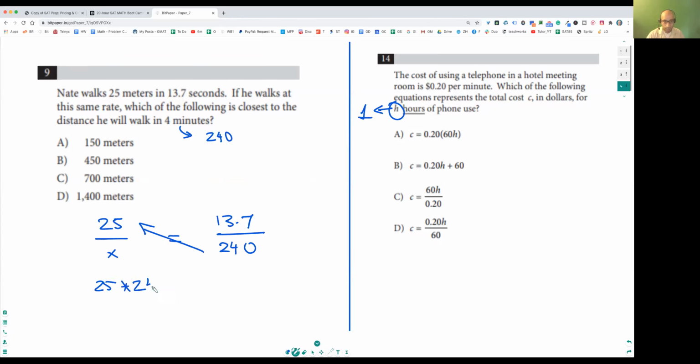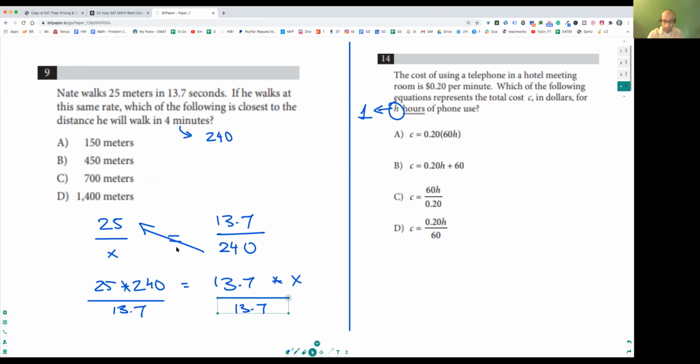Okay, and for those of you working over here, cross multiply, so you got 25 times 240, right, is equal to 13.7 times X, right? That's how you do it. And now, this is just a basic equation here. Remember, this is your basic algebra. If you haven't taken algebra sessions, we have algebra sessions coming up real soon. And then you just divide by 13.7, right? That's one way to do it. There are quite a few ways of doing it, okay?